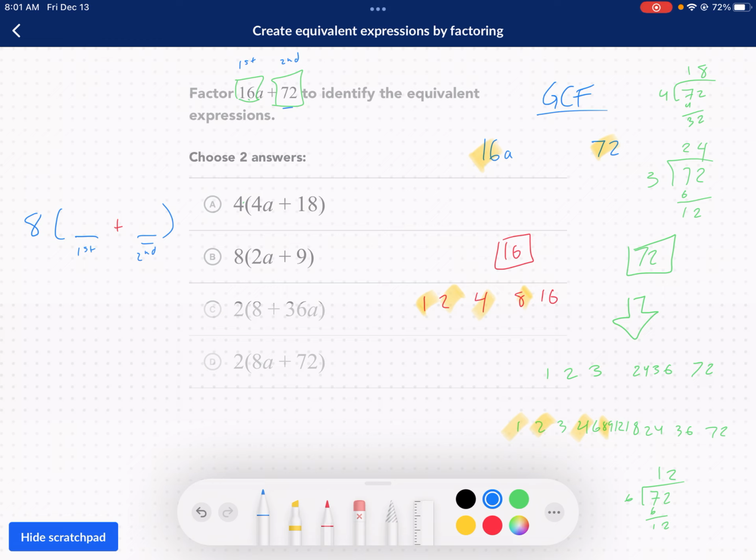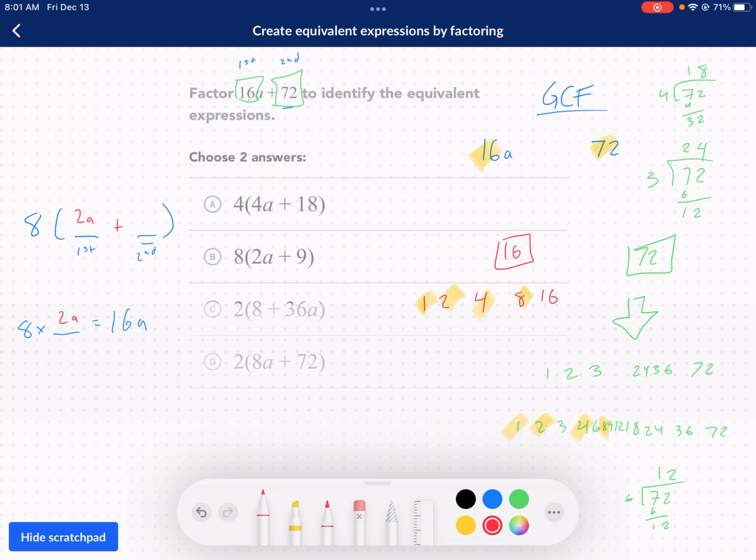Okay, so what does that look like? 8 times blank equals 16a. Well, I know that 8 times 2 gives me 16, but then I have to have the a in there also. So this would be 2a. I'm going to check my answer in a second. It might make a little bit more sense, but just hang with me for just a moment.